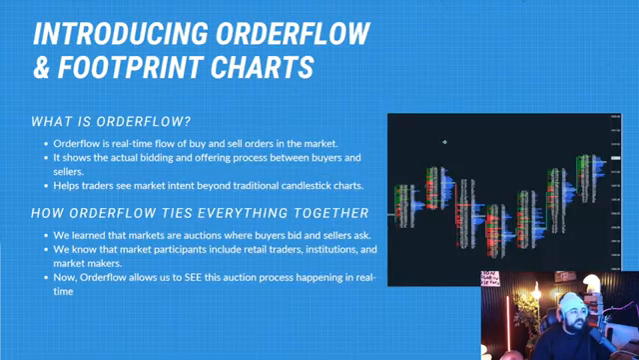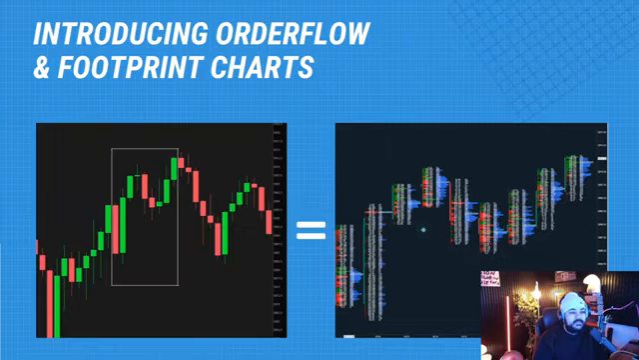So what is order flow? Order flow is the real-time flow of buy and sell orders in the market. And this is an order flow chart. This is a footprint chart, and you're able to see every single order that came in at the bid or ask at that specific price point. So how does order flow tie everything together? We learned that the markets are auctions where buyers bid and sellers ask. We know that market participants include retail traders, institutions, and market makers. Now, order flow lets us see this process happening in real time.